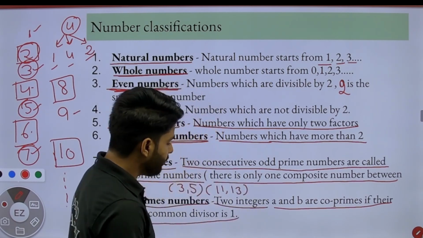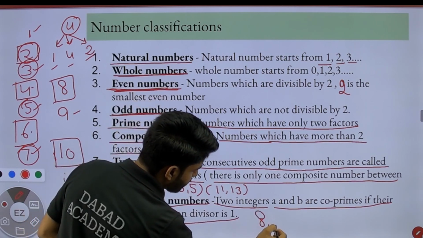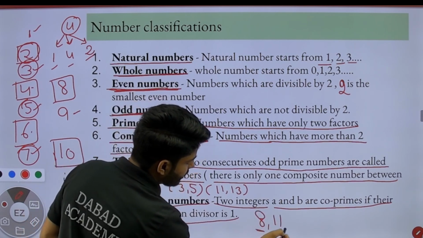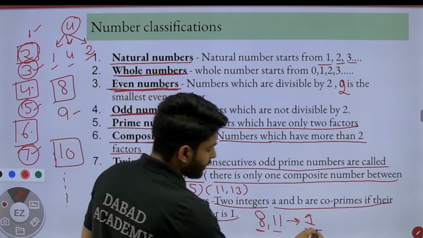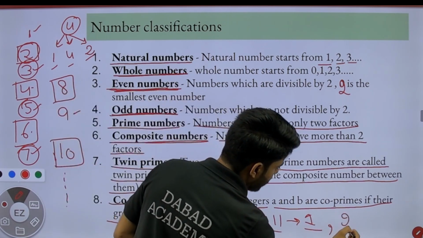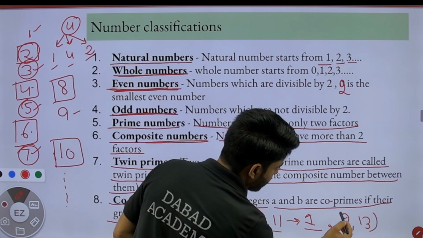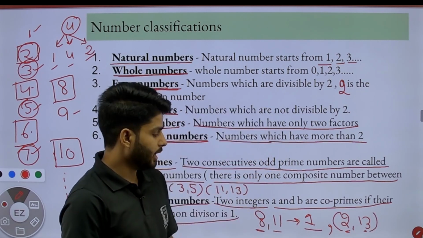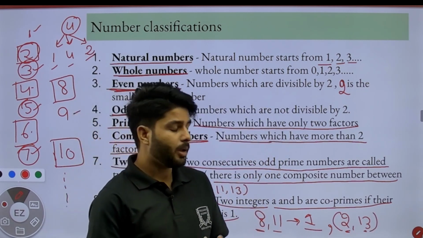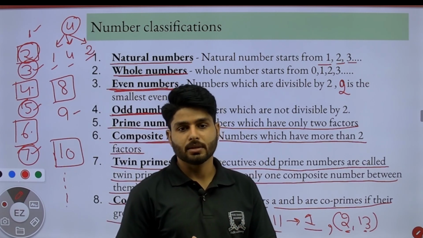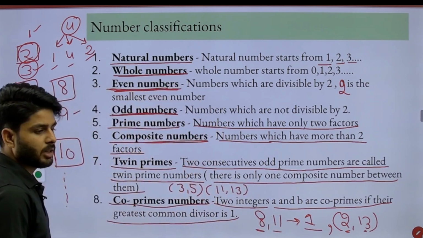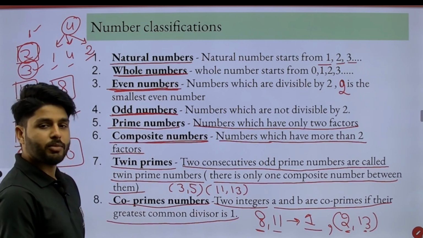Just like we have the numbers 8 and 11, the HCF of 8 and 11 is 1, so these numbers are co-prime numbers. Like we can take another pair, 2 and 13: one number is even, the other is odd, and both numbers are prime, but their HCF is 1, so these numbers are co-prime numbers. So I hope you understand the entire number classification. Let's sum up within 2 minutes.